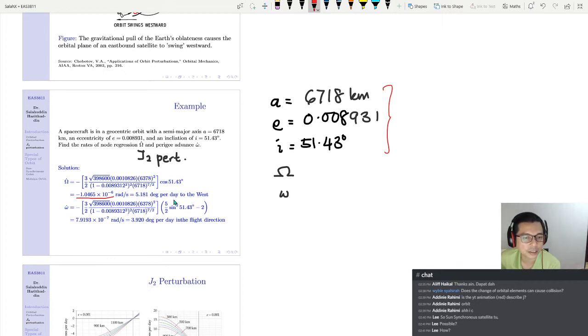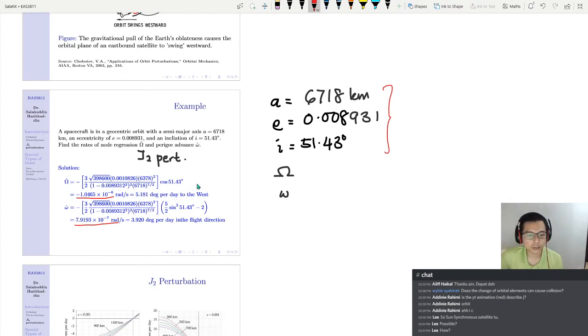How much is J2 perturbation changing the argument of perigee of your orbit? Apparently it's by this much, 7.9193 times 10 to the power minus 7 radian per second. Changed to degrees per day, it's 3.92 degrees per day. Okay, that's quite a lot. Imagine after you launch your satellite this year, and then next year the orientation will be completely different.